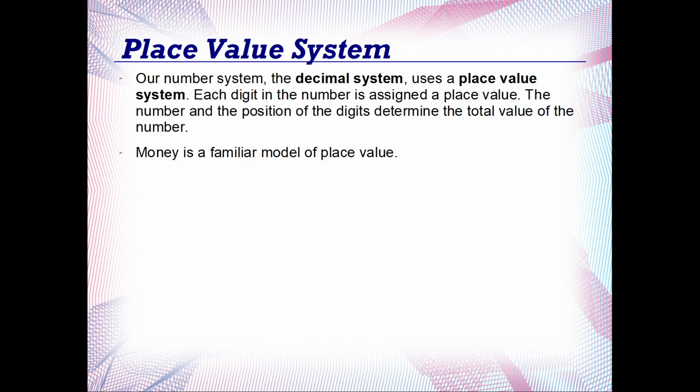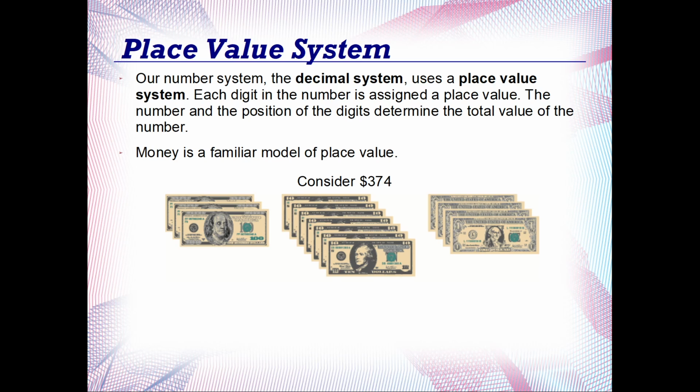Money is a familiar model of place value. Let's say somebody gave you $374. Well, they would give you 3 hundreds. In this case, a $100 bill represents 100, so we have 3 of those. Notice that in the hundreds place, we have the number 3. Then this is the tens place, which would be $10 bills. There are 1, 2, 3, 4, 5, 6, 7 $10 bills. So that represents 7 tens, which would be $70. And there are 4 ones, which represent 4.